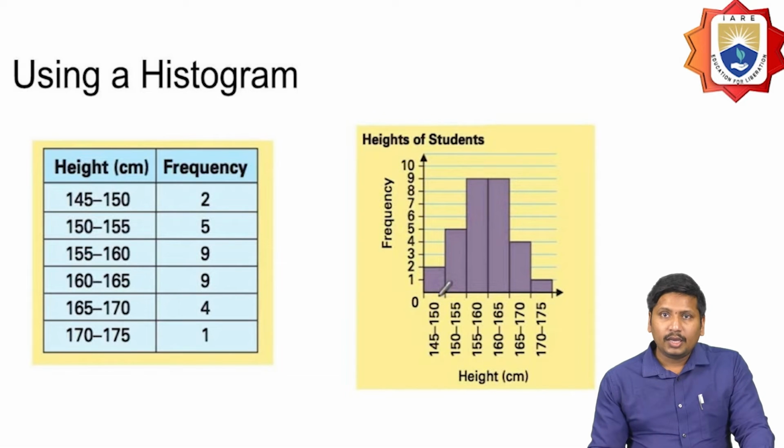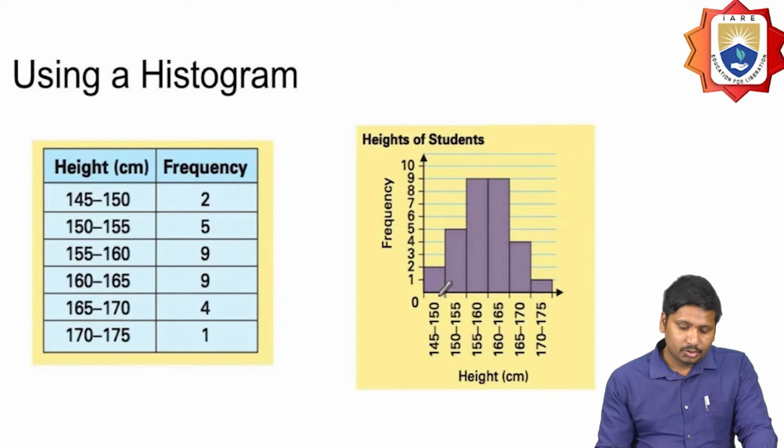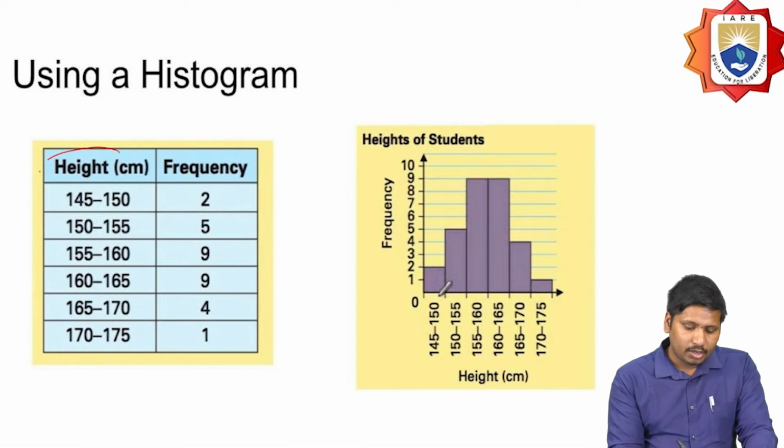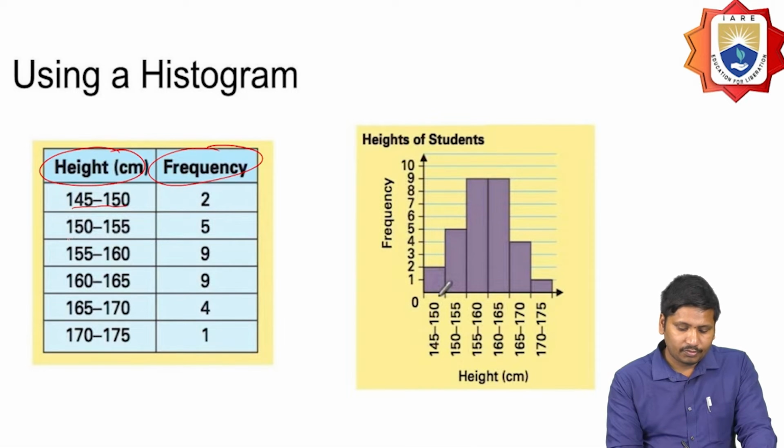So this is the example I'm showing, a histogram. We have a table with one column for height and one for frequency. So the number of persons between 145 to 150, 150 to 155, like this I have to maintain the class intervals here. In between them, the number of people available should be the frequency here.